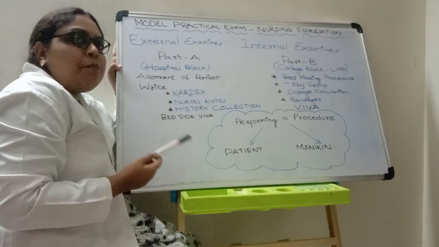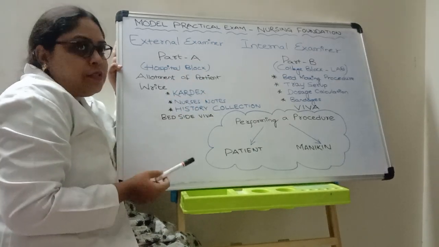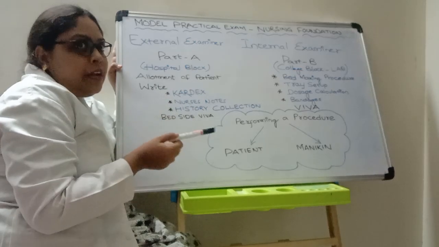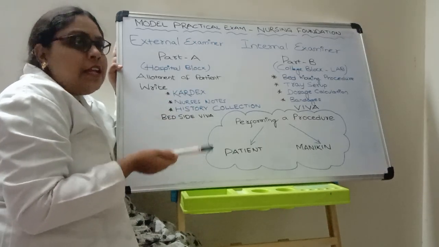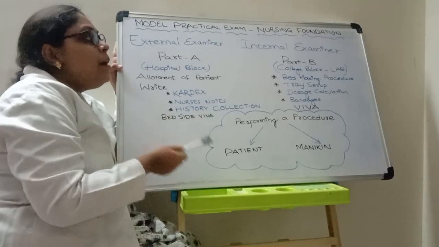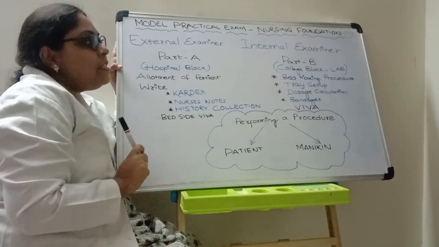So they may ask you simple questions like what is the purpose of nail cutter, what is the purpose of kidney tray or paper bag, like that. They may ask you simple questions about that particular tray setup. This is the second section.